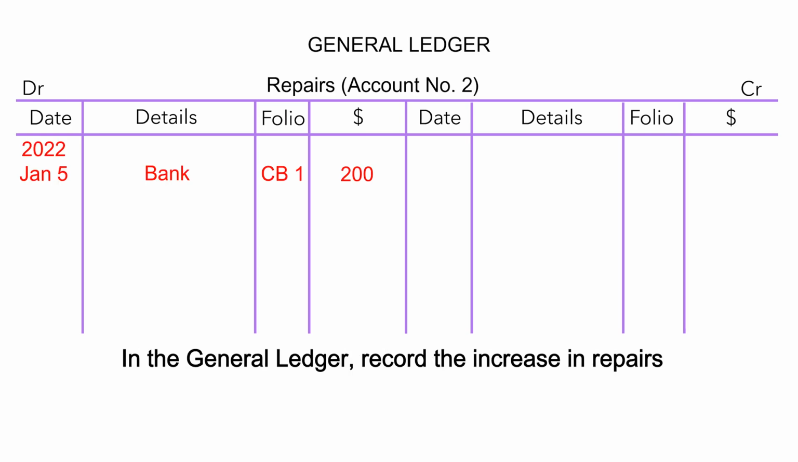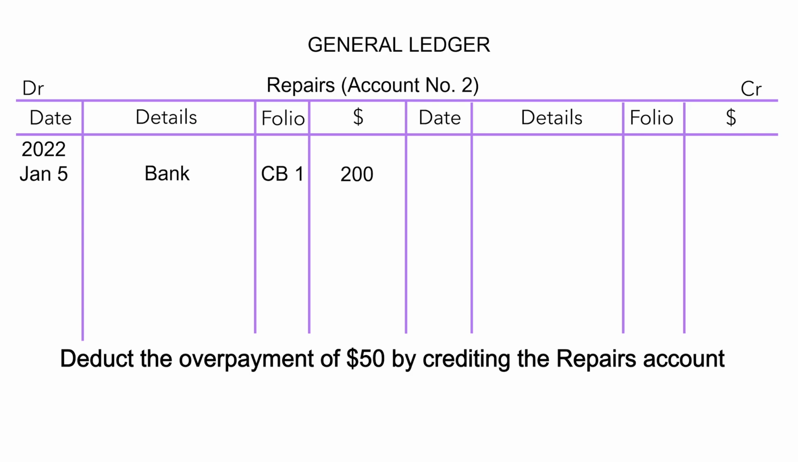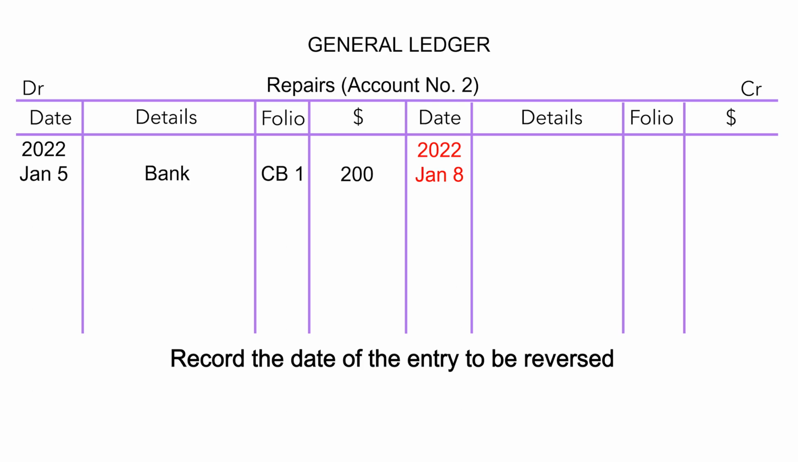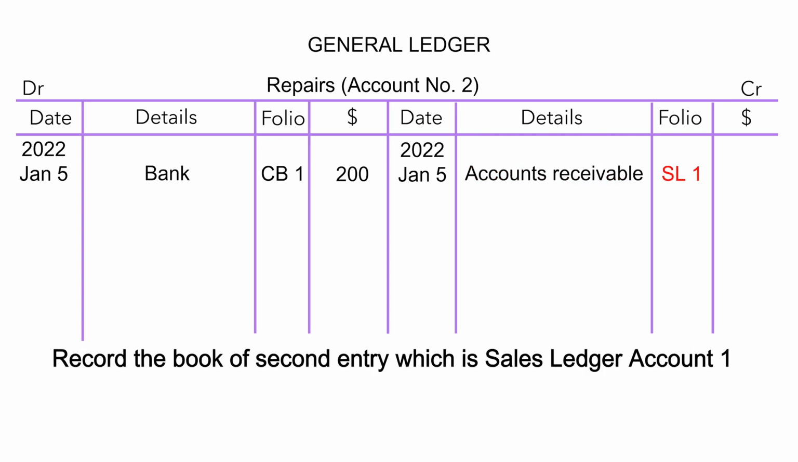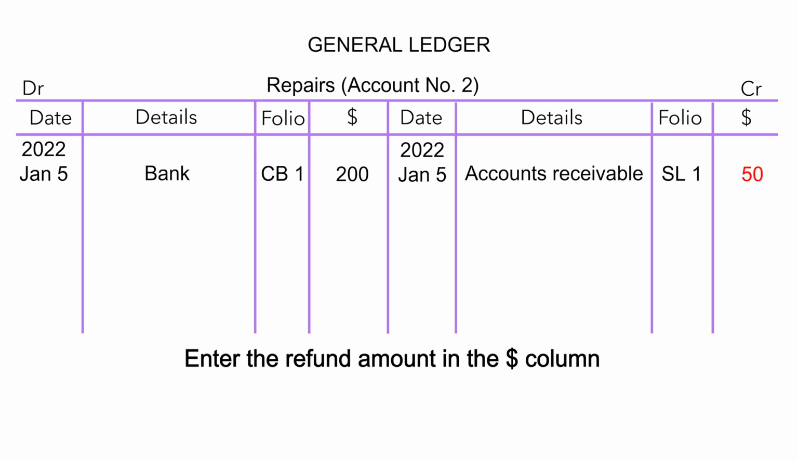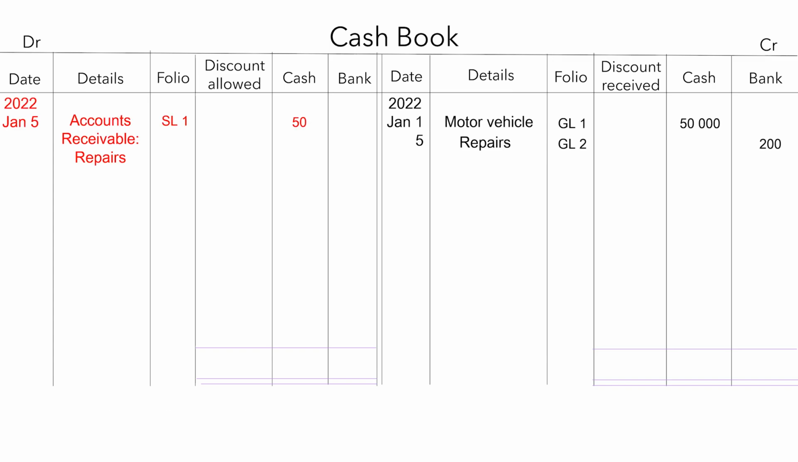In the general ledger, record the increase in repairs. In the cash book, record the decrease in the bank account. Deduct the overpayment of $50 by crediting the repairs account. Record the date of the entry to be reversed. Transfer the refund to the asset account, accounts receivable. Record the book of second entry, which is Sales Ledger account 1. Enter the refund amount in the dollar column. When the refund is received, record it on the debit side of the cash book.